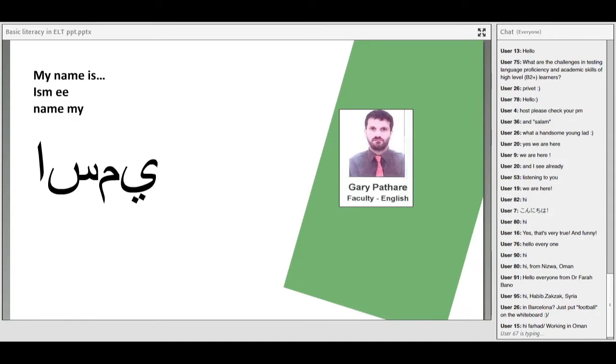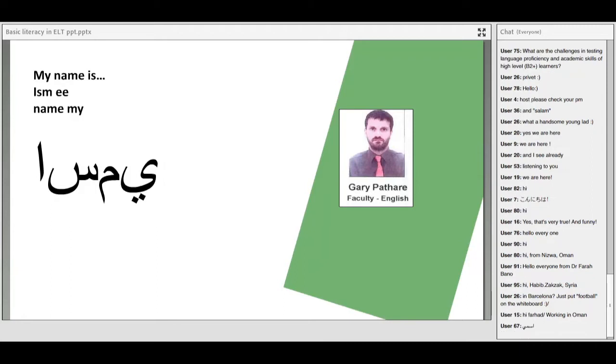Ismi Gary also is something like name my Gary. So my finger modeling wouldn't have worked either. And there's no is there that I can see. So the idea of acquiring grammar through that would have been very difficult.